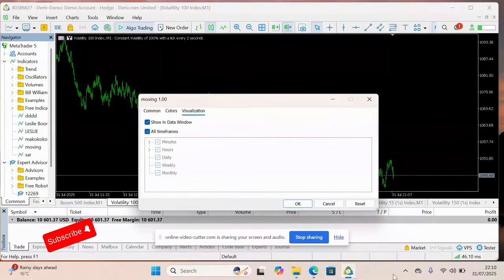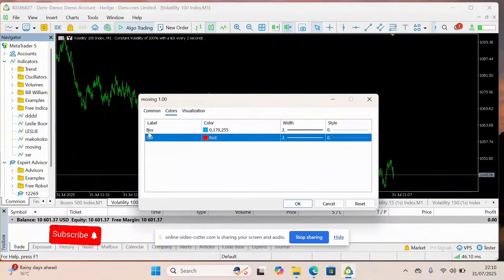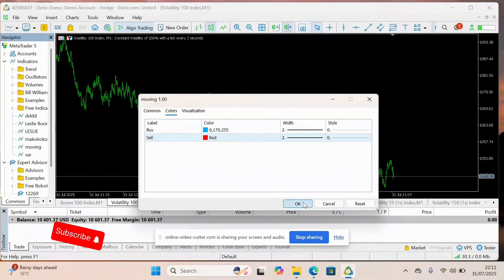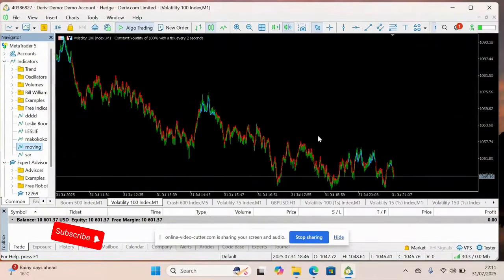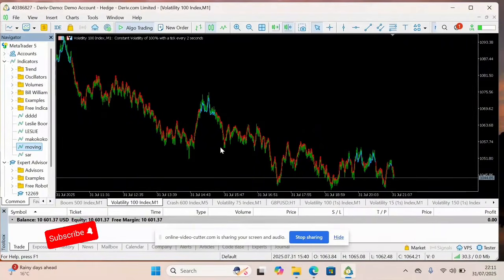So once you drag it, the indicator will show like this. Once you go on colors, it will give you blue for buy, red for sell. So all you need is to click on OK. The indicator will show on your charts like this. This is a trend indicator. This trend indicator normally is for scalping.